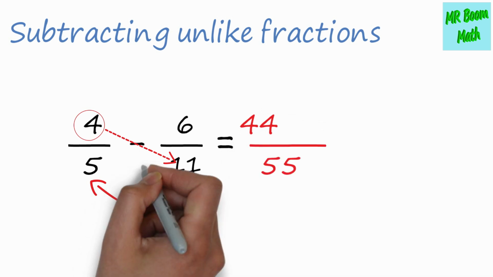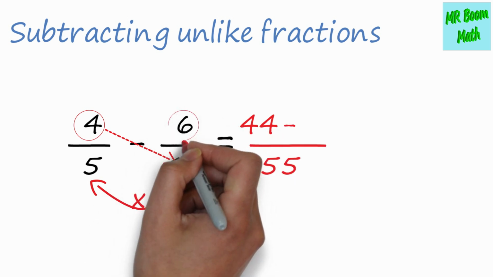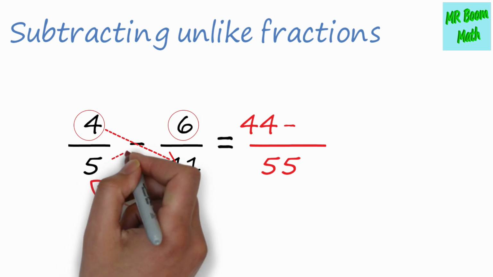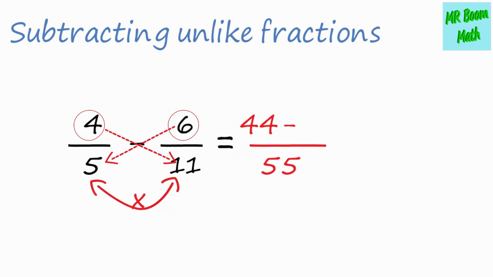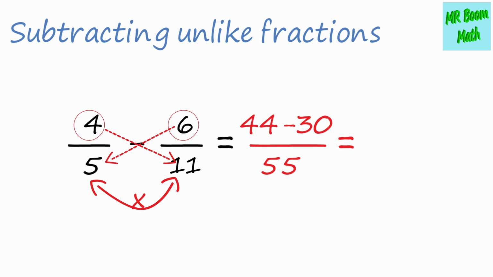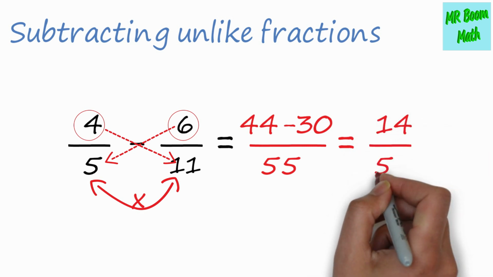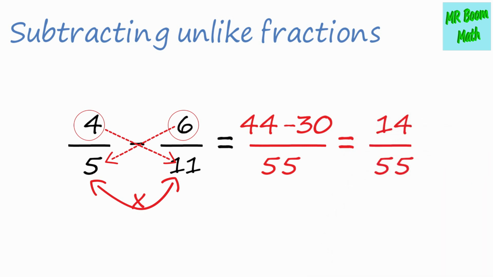We use the same sign, which is a minus. Multiply the other diagonal, 6 times 5, is 30. Now subtract the top two numbers. 44 minus 30, that's the top number of the fraction, 14. And this is your answer.